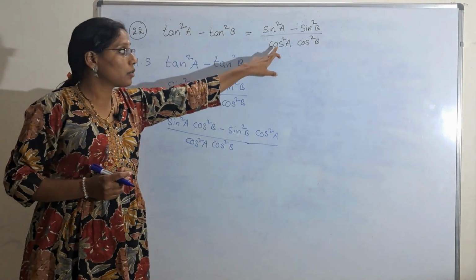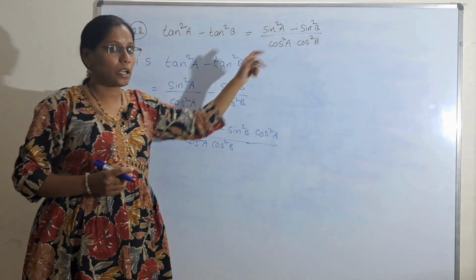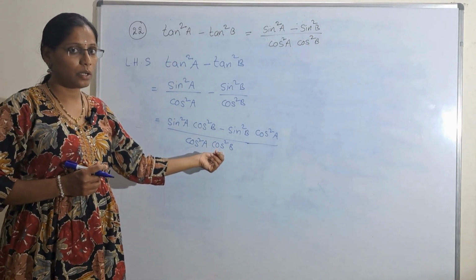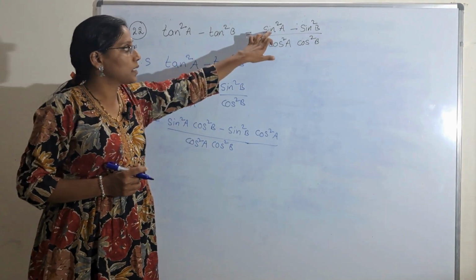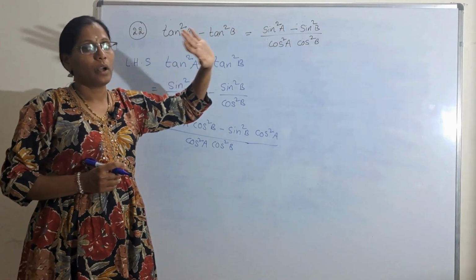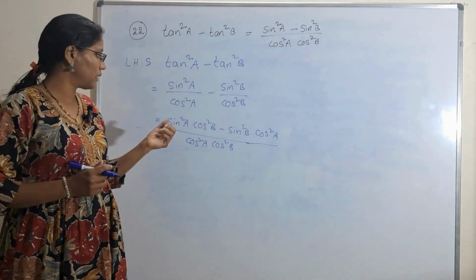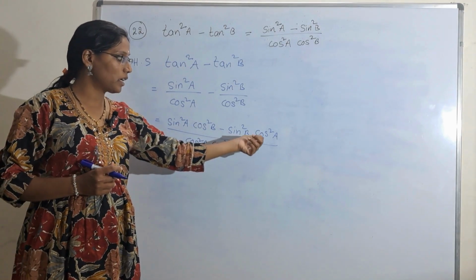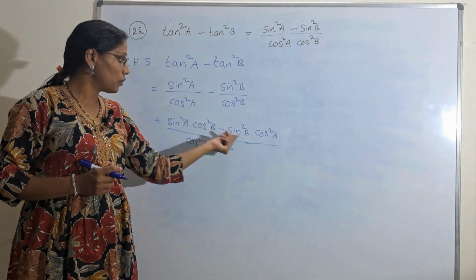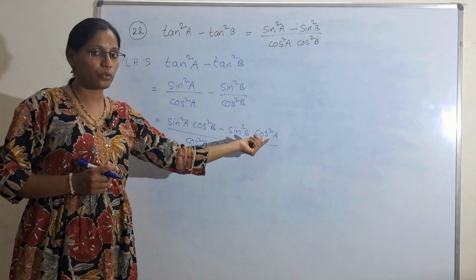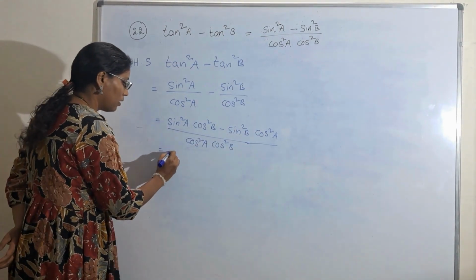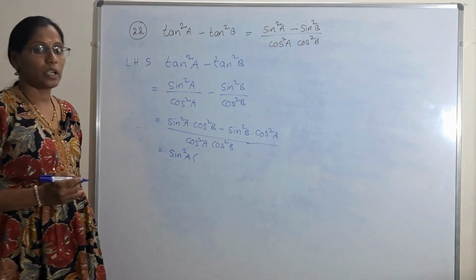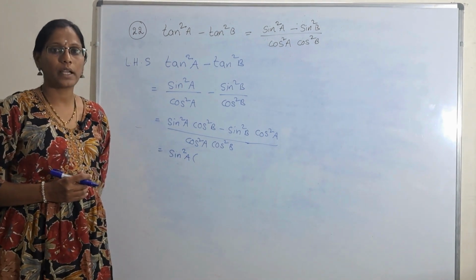RHS: denominator cos square A and cos square B. Here cos square A, cos square B, so we don't change the denominator. In the numerator you should observe: sin square A minus sin square B. Only sin values we have. Here sin square A, cos square B. Here sin square B, cos square A. So only cos values we have to change here. Sin square A, cos square B. How to write? We have to use the first identity.